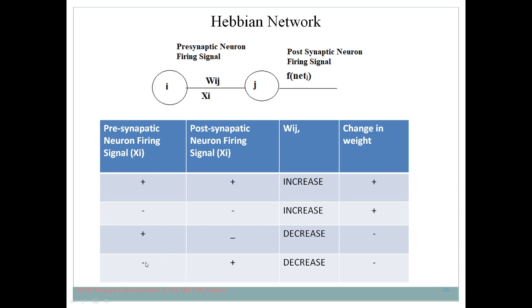But consider the last two cases. In these last two cases, one is a plus and one is a minus. In this case they are not synchronous, they are asynchronous in nature. So in that case the weight has to be decreased. Similarly, the other case is plus minus and the second is minus plus. In both cases the neurons are not synchronously activated, but asynchronously activated. That's why in the last two cases the weight has to be decreased, and in the first two cases the weight has to be increased.